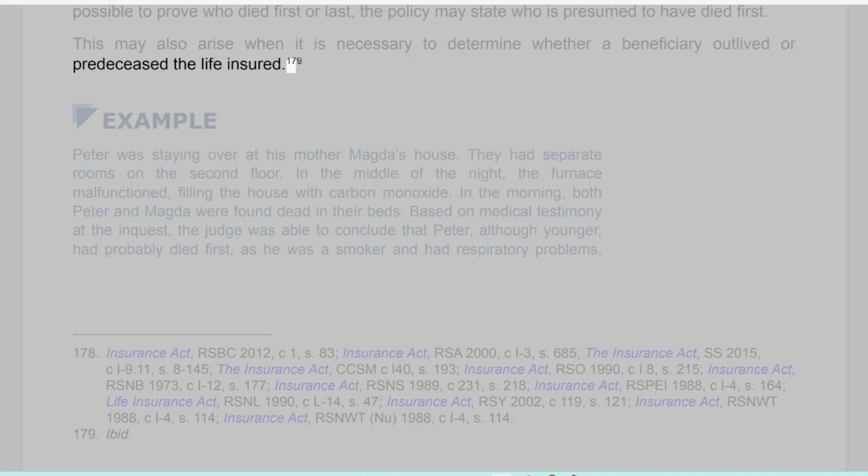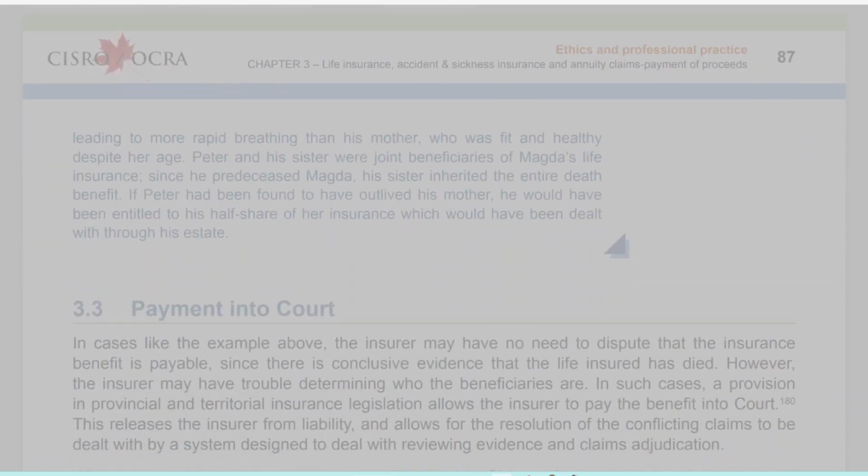179. Example. Peter was staying over at his mother Magda's house. They had separate rooms on the second floor. In the middle of the night, the furnace malfunctioned, filling the house with carbon monoxide. In the morning, both Peter and Magda were found dead in their beds. Based on medical testimony at the inquest, the judge was able to conclude that Peter, although younger, had probably died first, as he was a smoker and had respiratory problems, leading to more rapid breathing than his mother, who was fit and healthy despite her age.